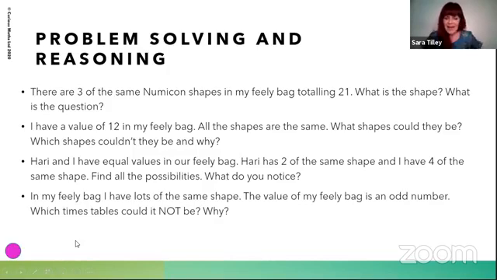So my feelie bag, I have lots of the same shape, but my value is an odd number. So which times tables could it not be? So this picks up really nicely on the pattern seeking we were doing earlier, where I talked about the 2 times table and the 4 times table all having even number answers. And hopefully at this stage, in this kind of deeper questioning, your child would either have to investigate or be able to say, well, it definitely can't be an even number you've got in your feelie bag, because you will not get an odd number answer.